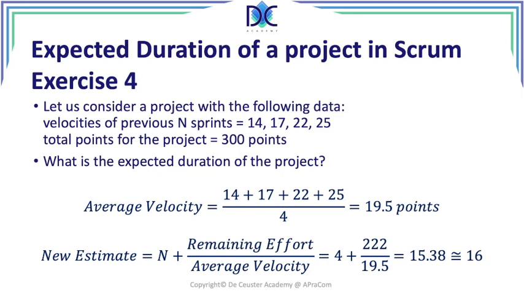N is equal to 4. The remaining effort is 300 minus 78, which is 222. And we divide that by 19.5. And we find that the new estimate is 15.38 sprints. And we round this to 16. So basically what we see here is that our project is expected to be completed in a total time of 16 sprints. And we already finished 4 sprints. We still have to finish 12 sprints. And that's it for the calculations.